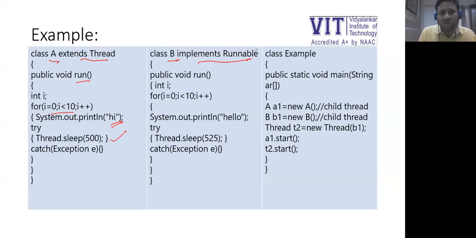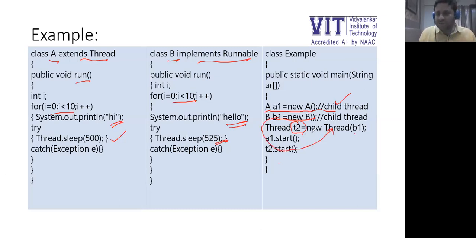methods. Here also from 0 to 10 it prints hello, there it prints hi, and every time there is a 525 millisecond delay. I mean that can vary. Now since class A is extending the Thread class, class A object will create a child thread object. But B will not directly create a child thread object. For B, we need to create another thread object T2, and we will pass the object of this B that implements the Runnable interface. We'll pass it here.